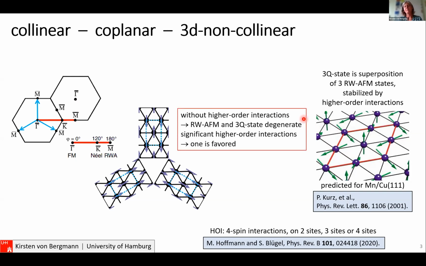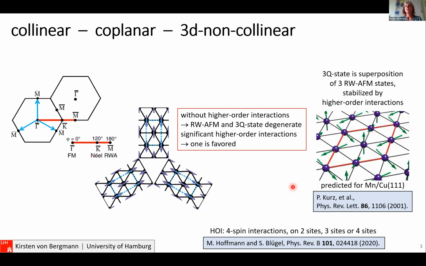And they are degenerate. So in a system without higher order interactions, these states would coexist. Now, if you have higher order interactions, one of those states is favored, either the rowwise antiferromagnetic state or the superposition state. And that just depends on the sign of the higher order interactions. And so this is one of the few perfect states you can get by a pure superposition of the states, and the size of the magnetic moments is constant in this superposition state.